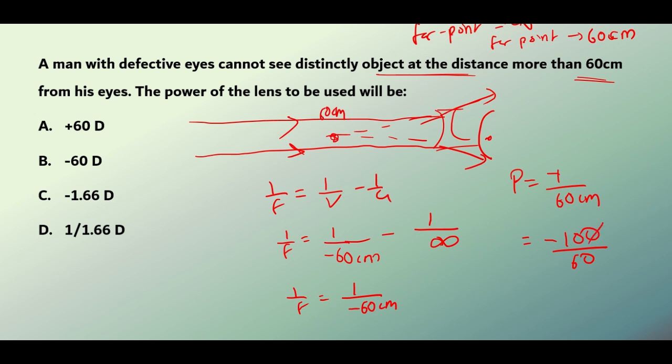And if we simplify, we get minus 5 by 3, which if we put in decimals is equal to minus 1.66666 bar diopter. So if we look at the options, we can see option C is the correct answer for this question. D, 1 by 1.66, would actually be minus of 1 by 1.66, which would be the focal length in this case. So option D is incorrect, and B and A are also definitely incorrect.